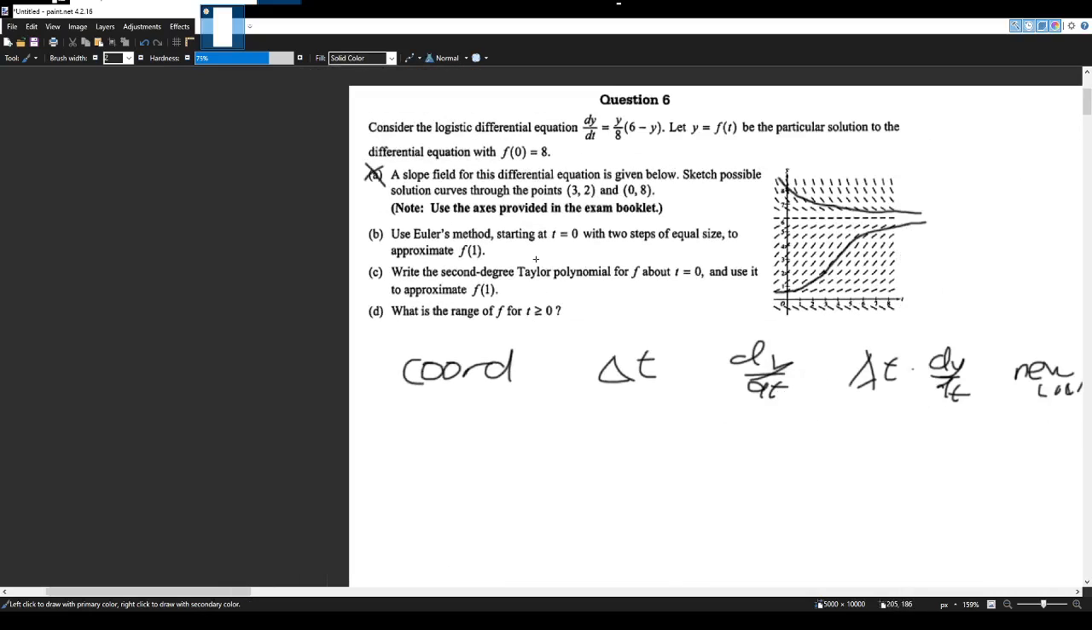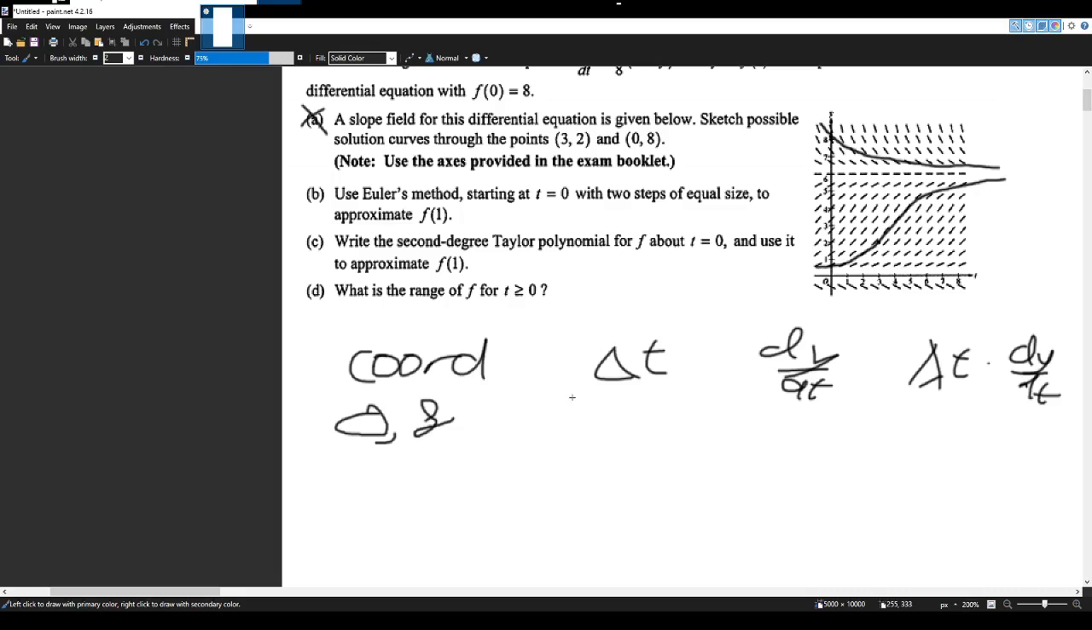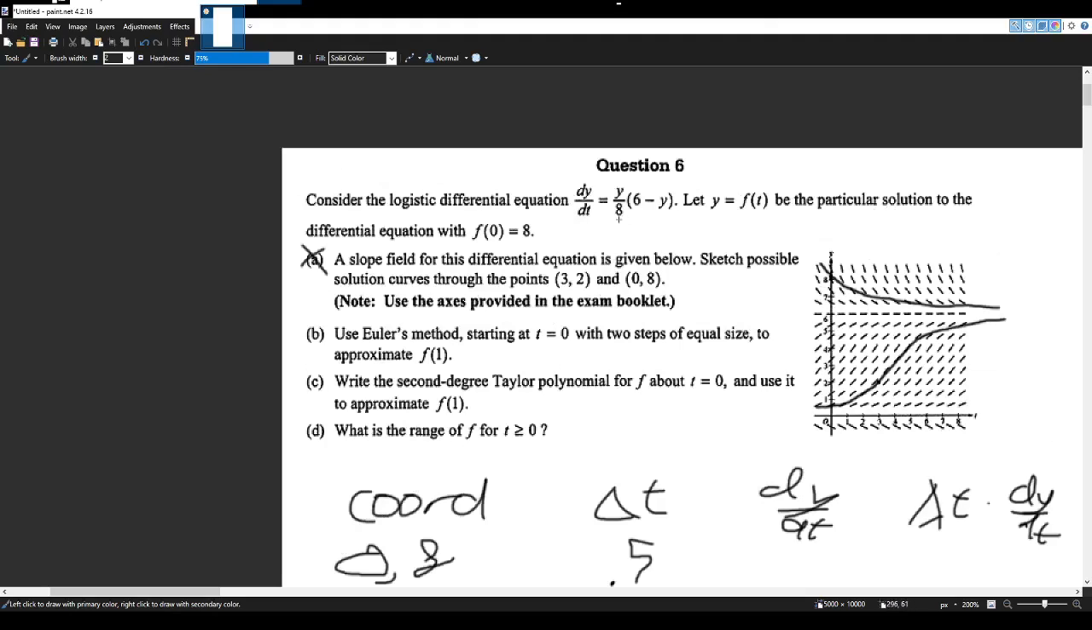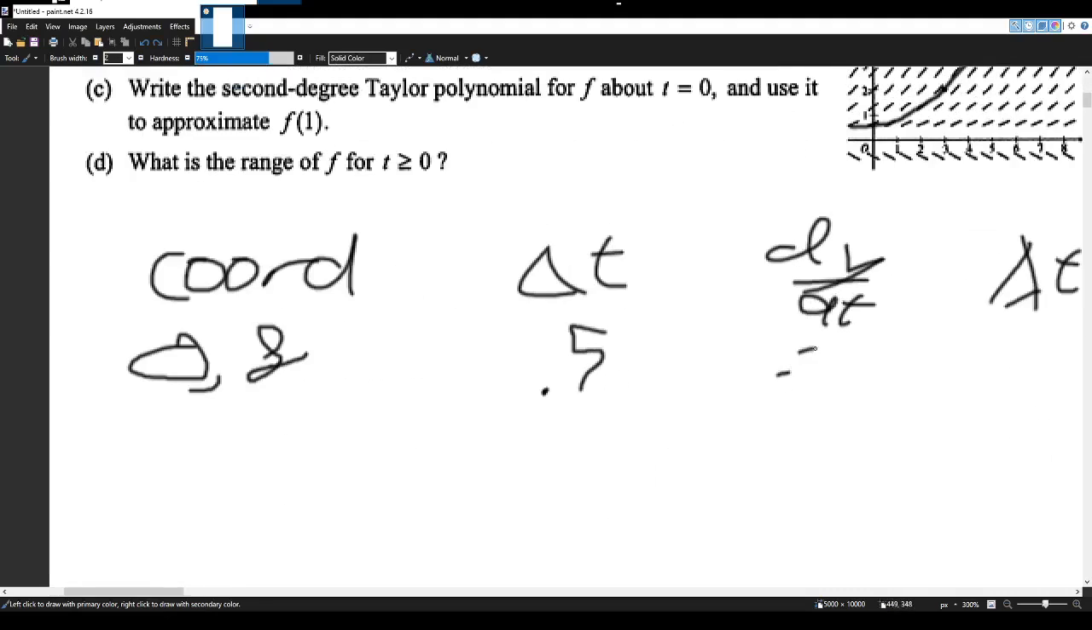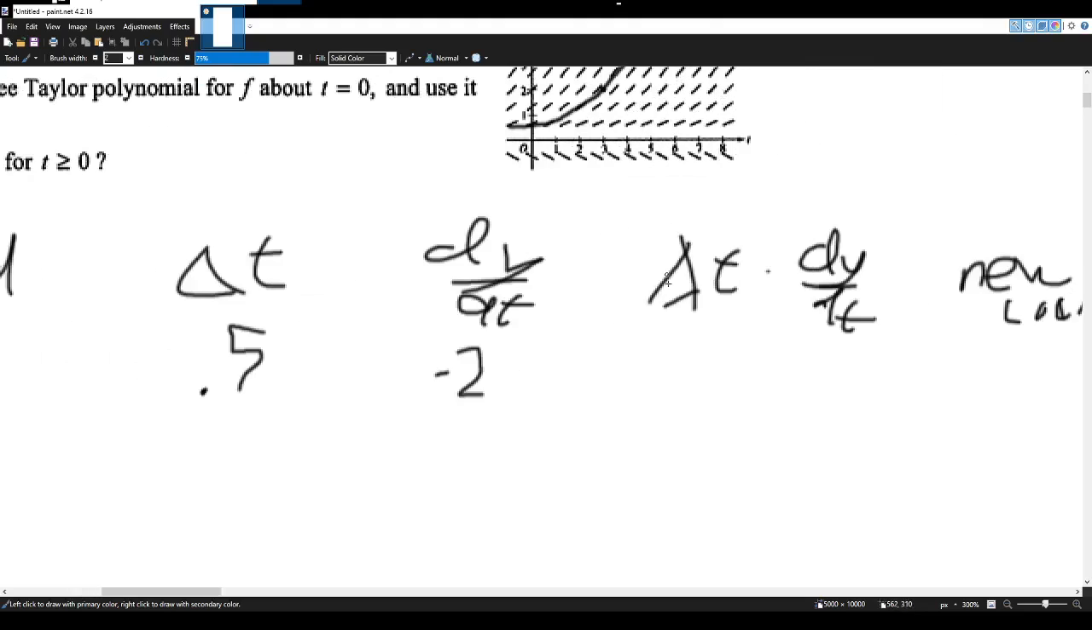The first coordinate, we're given f(0) is 8, so (0, 8). Now changing t, it says two steps of equal size to go from 0 to 1. So clearly if we go two steps of 0.5, we'll get there. So delta t is 0.5. Now dy/dt: we plug our coordinate into this equation, which only uses the y, so we plug in 8. That's 8 over 8 is 1, and 6 minus y is negative 2. Negative 2 times 1 is negative 2. Now we multiply these two columns, so 0.5 times negative 2 is negative 1.